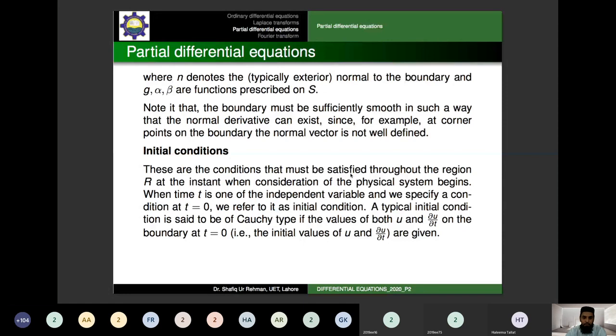When time t is one of the independent variables and we specify a condition at t equal to 0 for the starting value of the independent variable t, we refer to it as an initial condition. A typical initial condition is said to be of Cauchy type if the values of both u and partial u upon partial t on the boundary at t equal to 0 are given. Meaning the initial values of u and partial u upon partial t are provided. So we say that yes, these are the initial conditions.